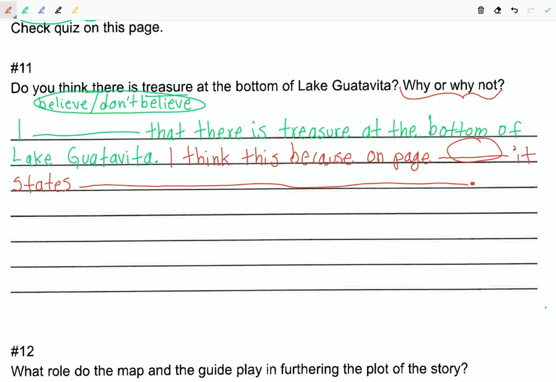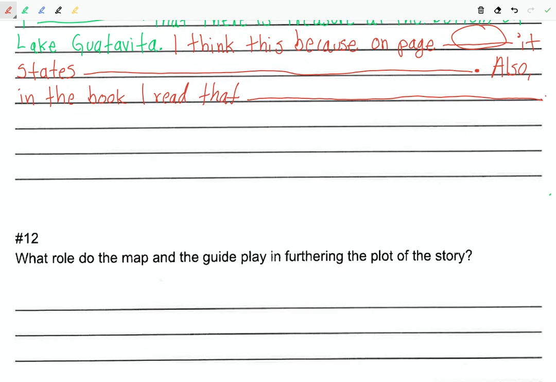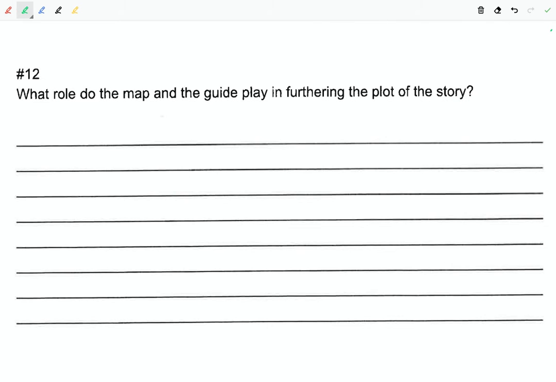And then at least another detail, you could say also, in the book I read that blank. So okay, another detail that you read in the book that makes you think that there is treasure or not. And you can add more details by saying things that you know. It's kind of like when you make inferences, you make the inference and then you support it with evidence, what the text says, and then also what you know that makes you think that. Okay, and so that would be how you answer 11.